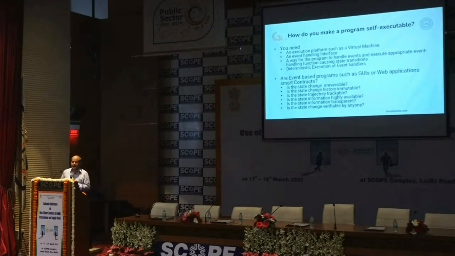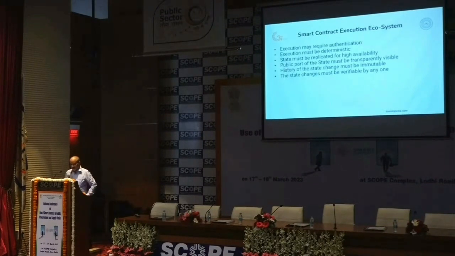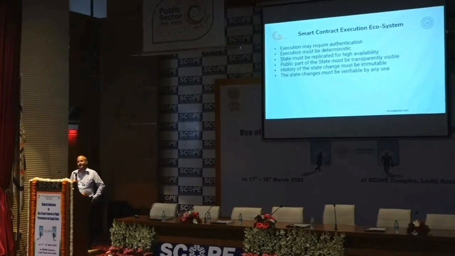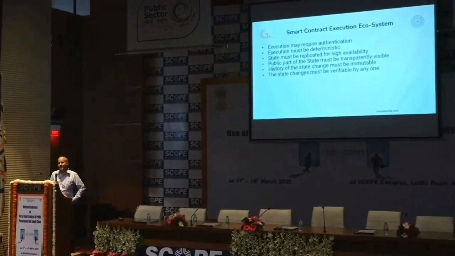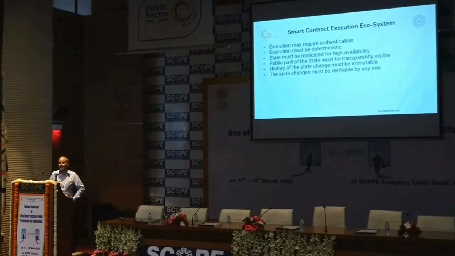So this is what a smart contract requires, and that's why the regular web applications or Android applications that we see today are not called smart contracts. They are regular programs. So in the smart contract execution ecosystem, some executions may require authentication, right? So you may have to be a certain person, a certain account holder, to execute certain transactions. Many times you do not want any random person to execute a particular transaction because it involves movement of tokens or movement of funds, etc.